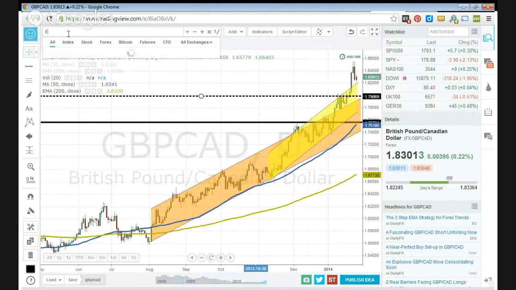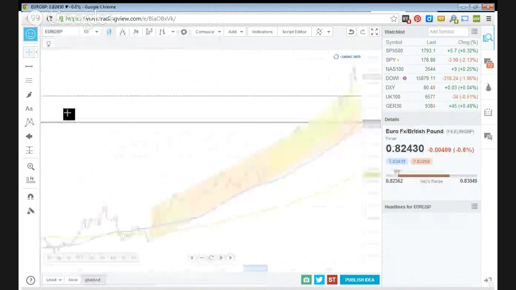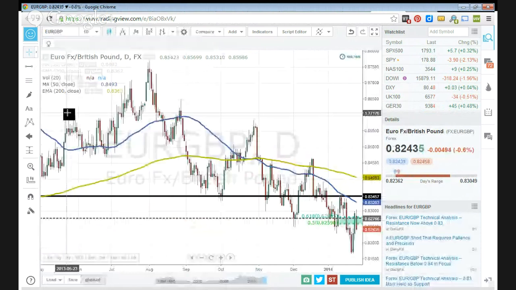Okay, back to Euro pairs. Euro pound. Oh, look at this. Okay. We're at a 61.8 Fibonacci level. Is this a short opportunity here? There's that black line.